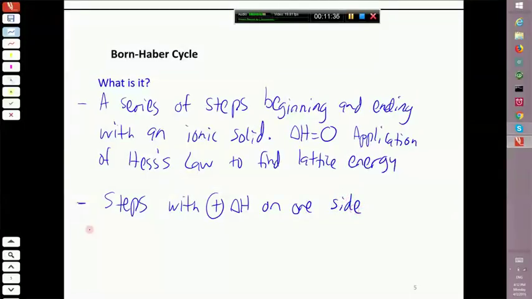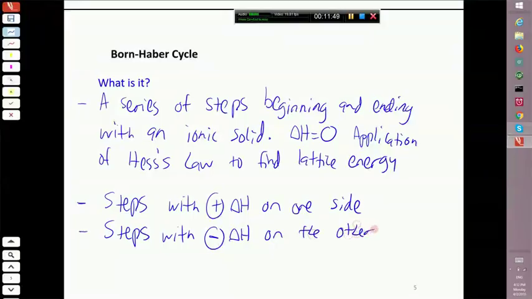And then, and this is what you need to be able to visualize the cycle. It's not always important to do that, but there's an equation that comes out of this also. And you're going to have steps with a negative delta H on the other side. So as we go around the cycle, we do a bunch of steps that increase the enthalpy, then we do a bunch of other steps that decrease the enthalpy back to our starting point. The sum of all of those has to be 0. And so we just add them up and set them equal to 0, and solve for whatever unknown we have, which is usually the lattice enthalpy.